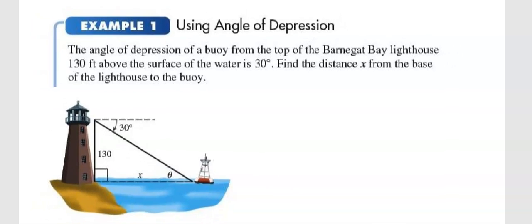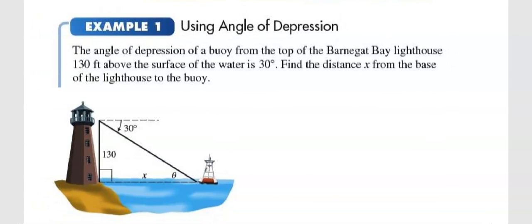Okay. Using angle of depression. So if we were talking about the angle of depression from the top of a lighthouse to the buoy on the water, and it says it's 30 degrees, and the height of the lighthouse is 130 feet. Sorry for yawning. I probably wouldn't draw the triangle like they did. I probably would draw it like this. It does not matter. You learned in geometry that either one is going to be fine.